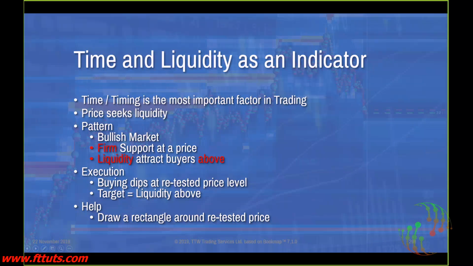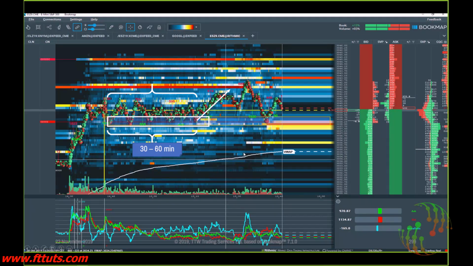Price seeks liquidity, that's obvious. Pattern: we have a bullish market, firm support at price, liquidity attracts buyers above. Execution: buying dips at the retested price level. And target is liquidity above. Draw a rectangle around the retested price. By that I mean the following. You will see that very, very often, every day.